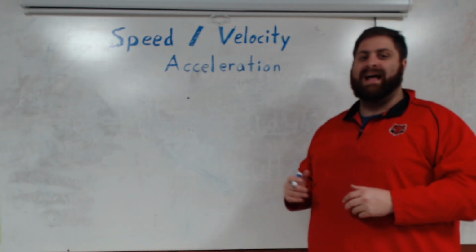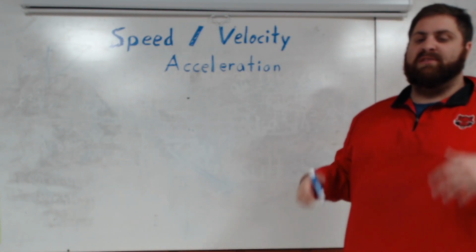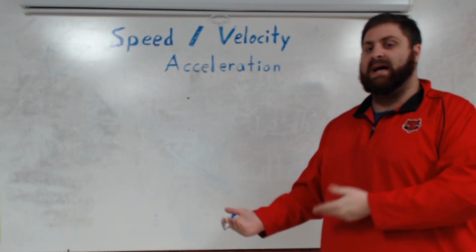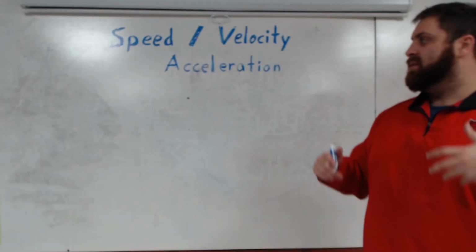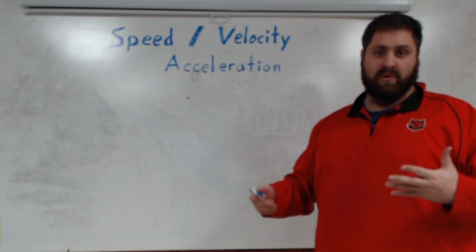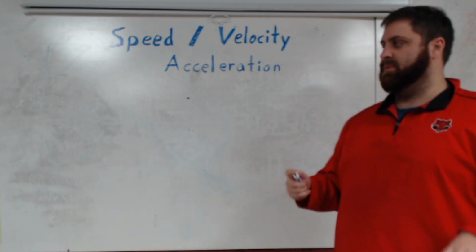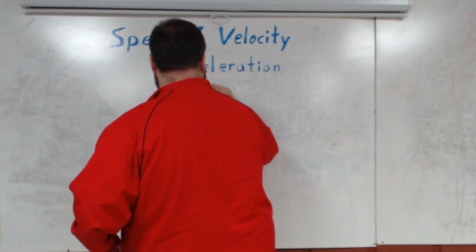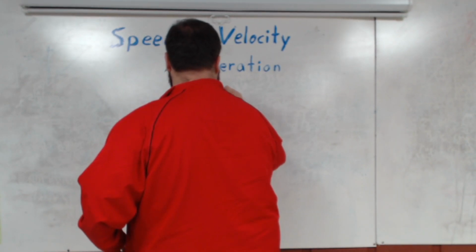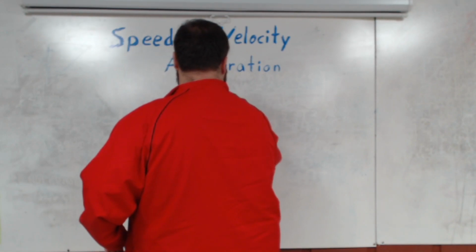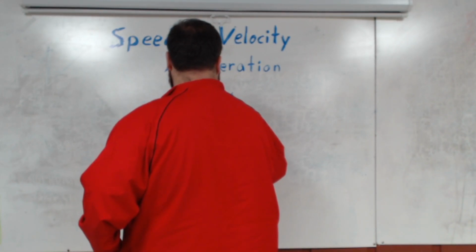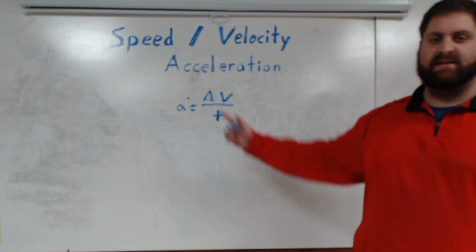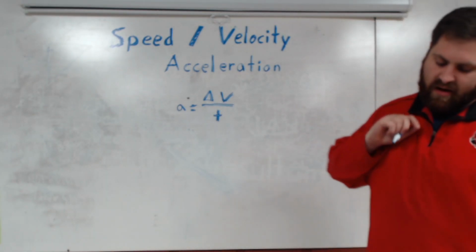All right, the next concept we're going to add is acceleration. You've probably heard about acceleration in cars or roller coasters, but acceleration is the change in velocity over time. How fast does your car or vehicle or you speed up over time? So acceleration equals change, which is delta, in velocity over time. Change in velocity over time. Delta V over t. A equals delta V over t.